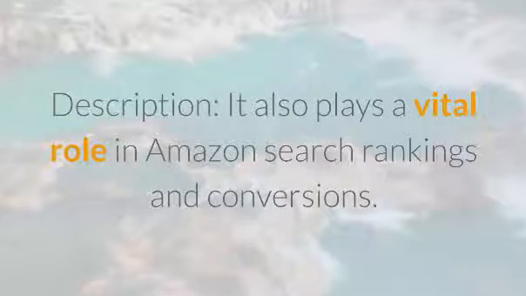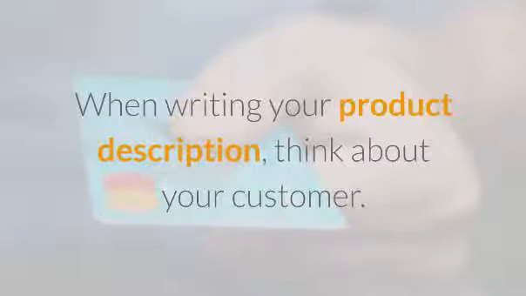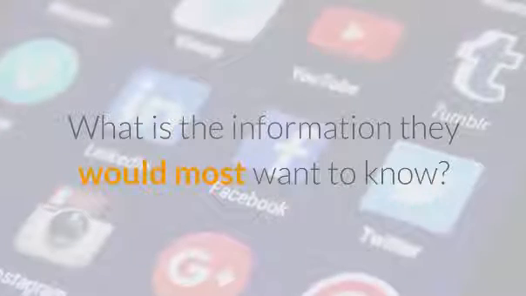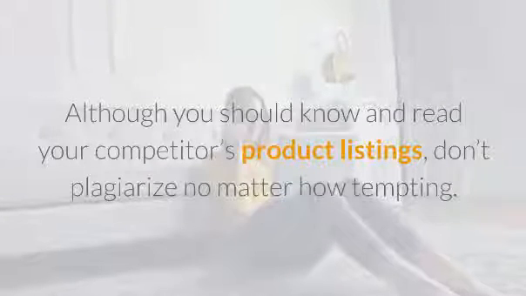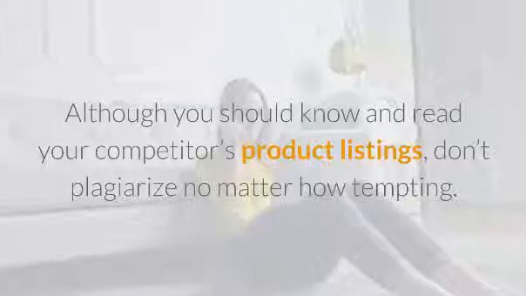Description. It also plays a vital role in Amazon search rankings and conversions. It lets you give more information about the product and include your keywords again. When writing your product description, think about your customer. What is the information they would most want to know? This is the information you should include. Although you should know and read your competitors' product listings, don't plagiarize, no matter how tempting.